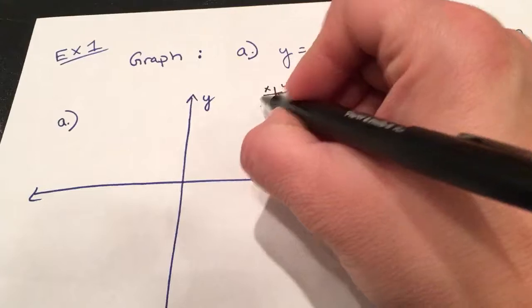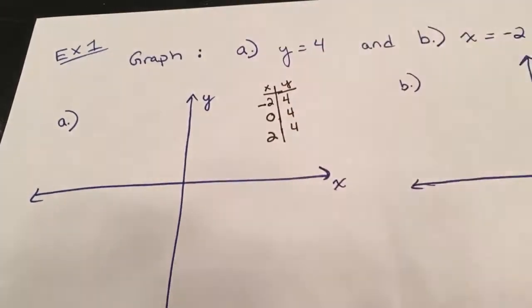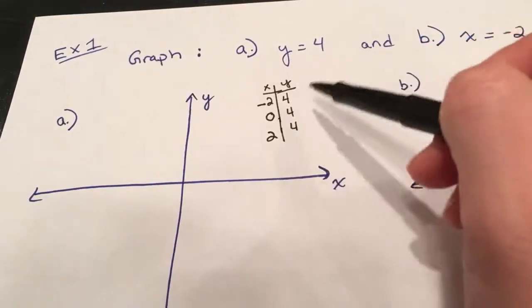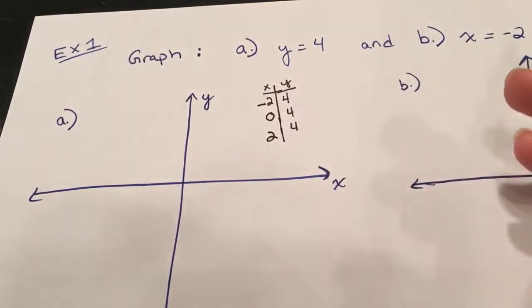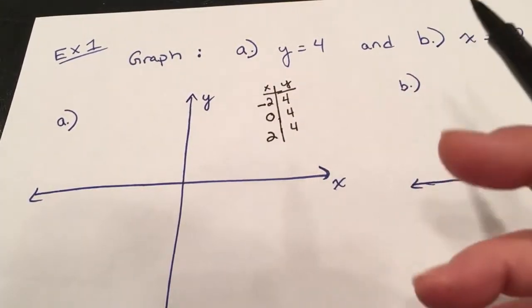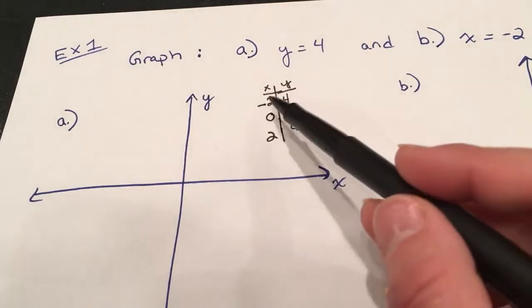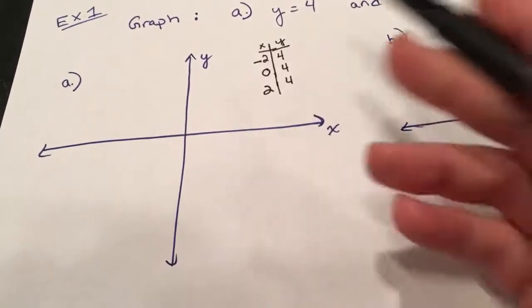I'm going to pick -2, 0, and +2. So no matter what, because this is my equation, y is equal to 4, no matter what my x value, y is always going to be 4. So there's my solution. Okay, so if you ask yourself, is this a function? The answer here is yes, because none of the x's will repeat. Okay, so let's graph this.